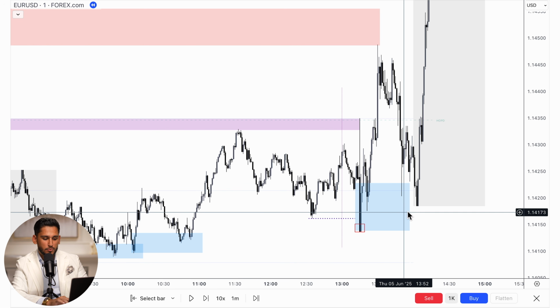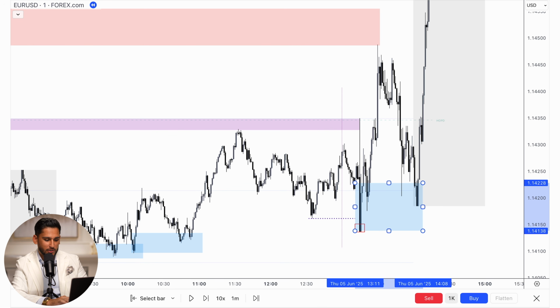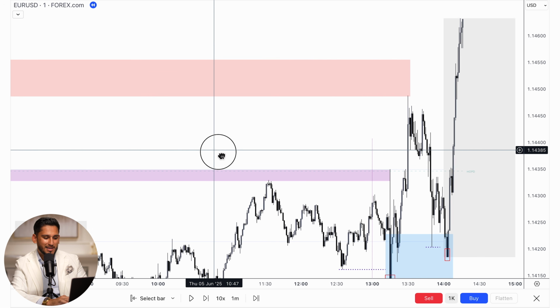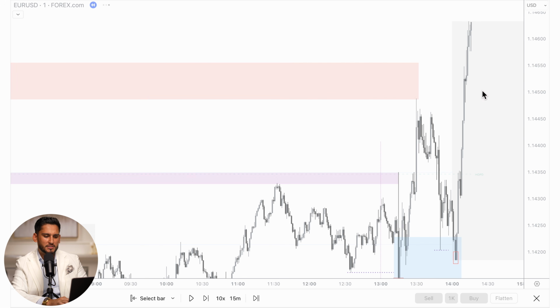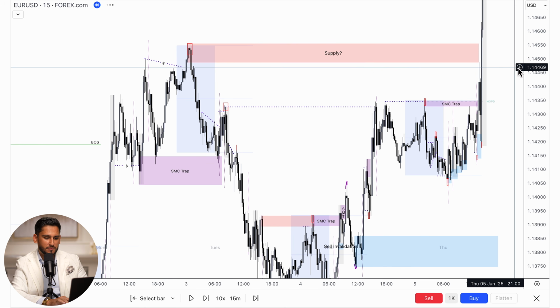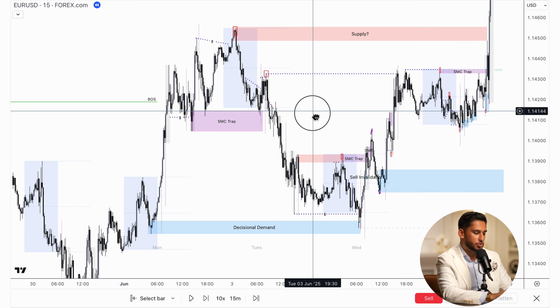Let's see what happens. Okay, price comes into this demand area, does another quick sweep, and therefore this next inducement right here shows me that the buyers are in control and this supply zone was invalid. Now, why could that supply zone be invalid? Well, as I mentioned previously, it's not really a supply zone because it didn't lead to a lower low.